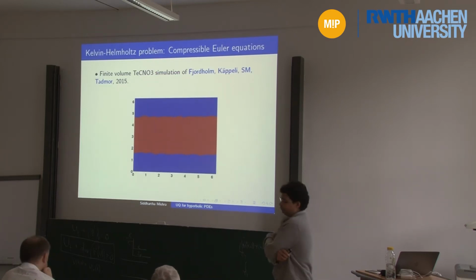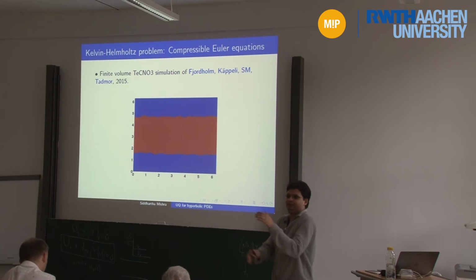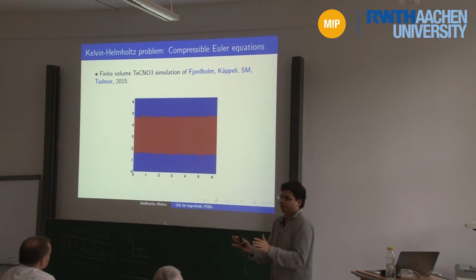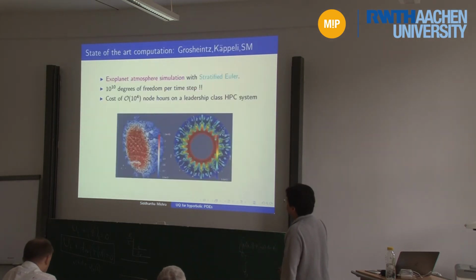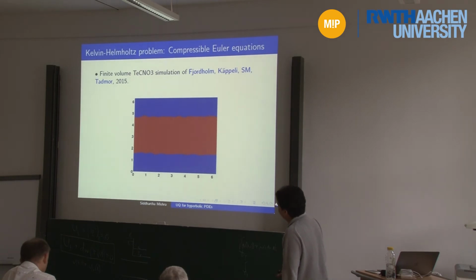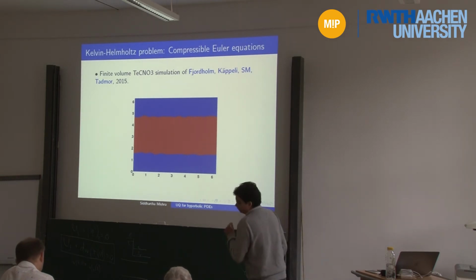Now I keep the same problem setup. I'm still on a square, I have periodic boundary conditions, just like here, I have the Euler equations, and I have exactly the same scheme. All that I change are the initial conditions.